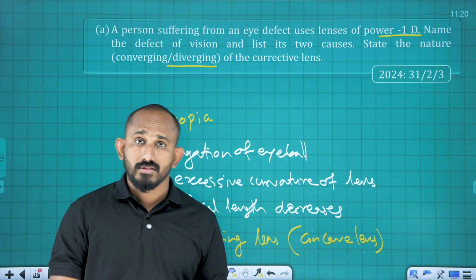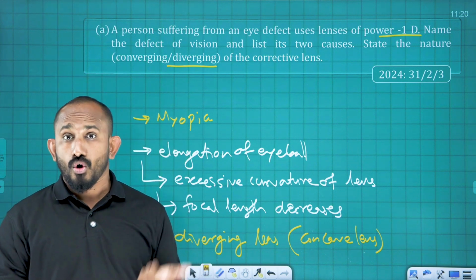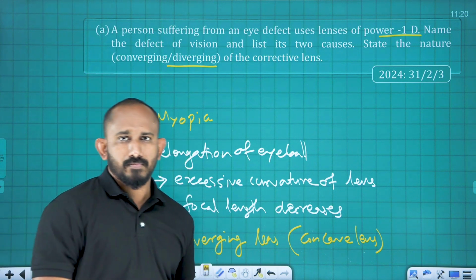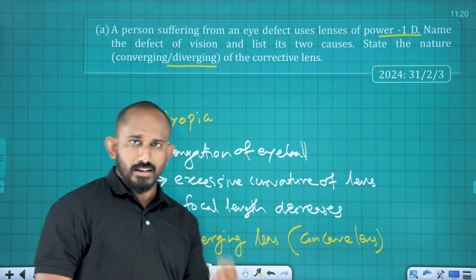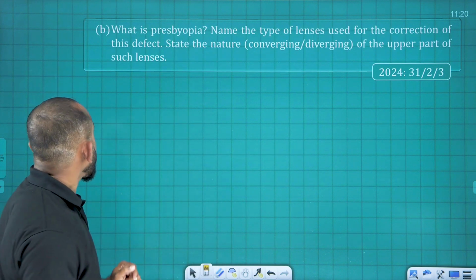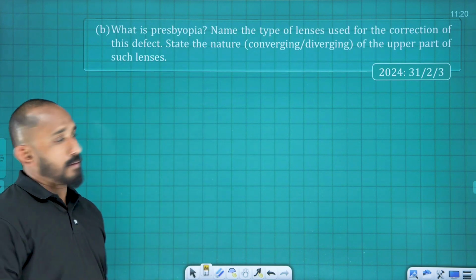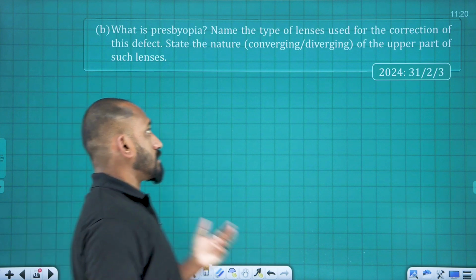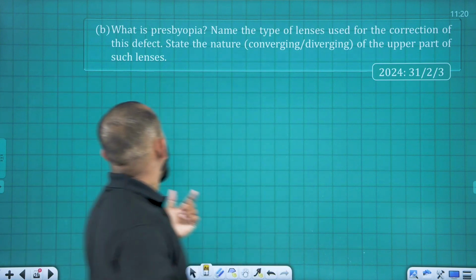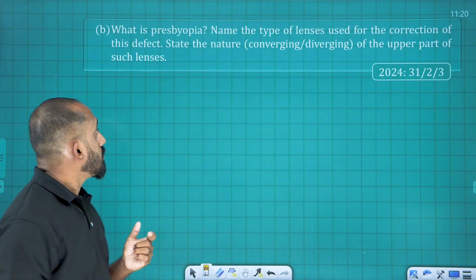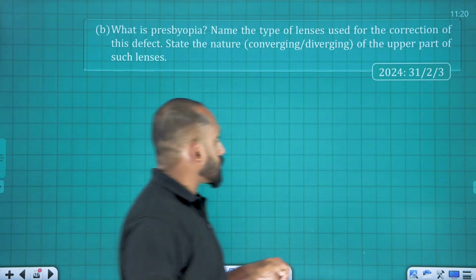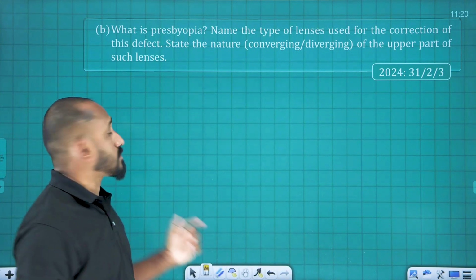So in lens, concave lens is diverging. Convex lens is converging. Hope you got it? Let's see the next question. What is presbyopia? Name the type of lenses used for the correction of this defect. State the nature, converging or diverging, of the upper part of such lenses.